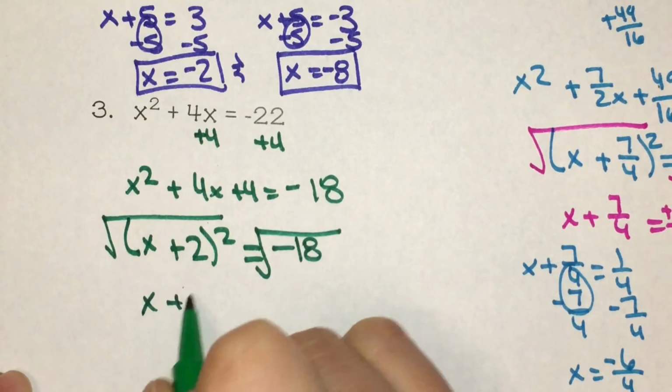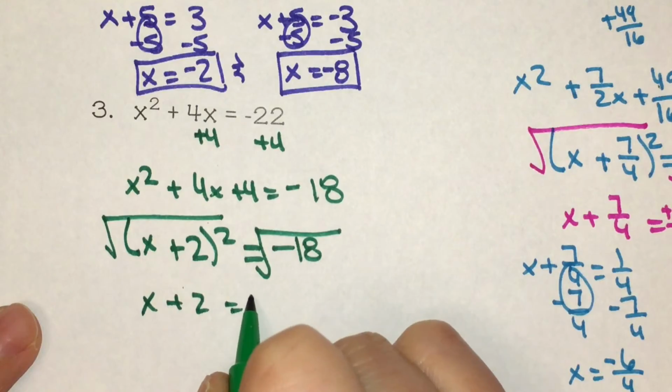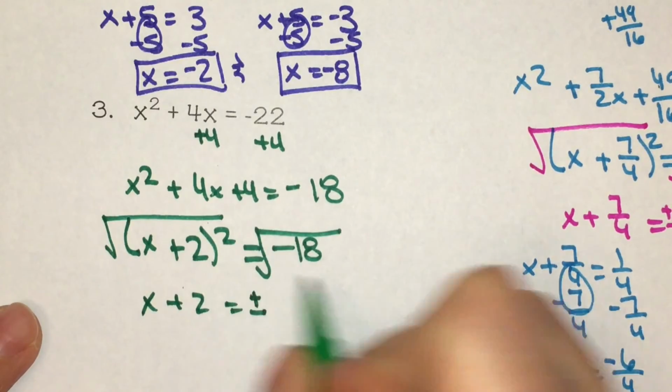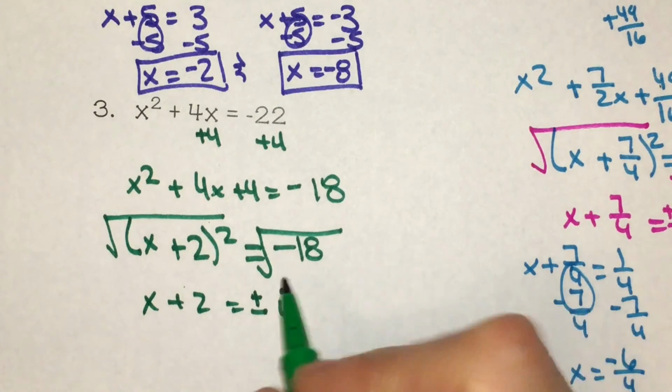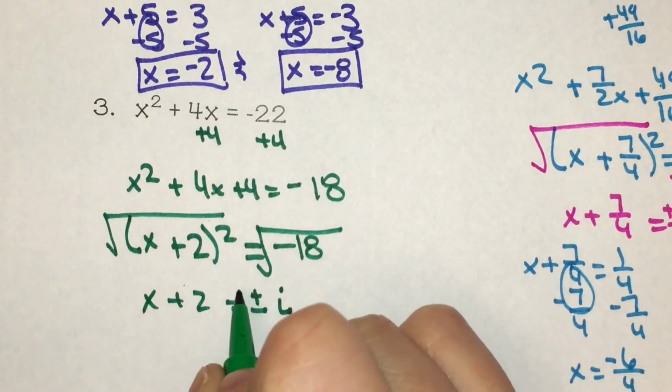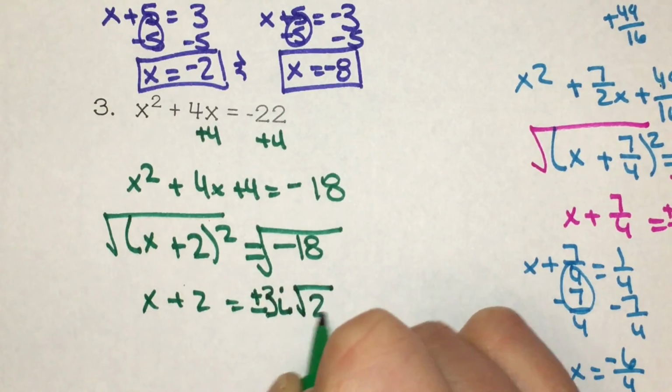So I have x plus 2 equals the square root of negative 18. Okay, we have plus and minus. Square root of a negative is i, so I'm going to bring my i out. Okay, but I was trying to do the square root of 18. 3 times 3 is 9. 9 times 2 is 18. Meaning I can bring a 3 out. So it's 3i square root of 2.